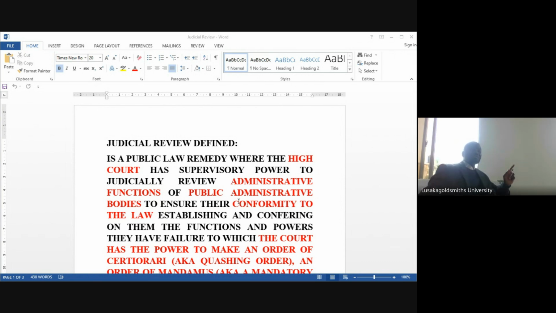So the tribunal was found to have erred, that it did not have the jurisdiction to venture into matters of the Constitution when it is established under provisions of an Act of Parliament to investigate breaches of the Act of Parliament. And therefore, the court ruled that the tribunal had acted illegally.